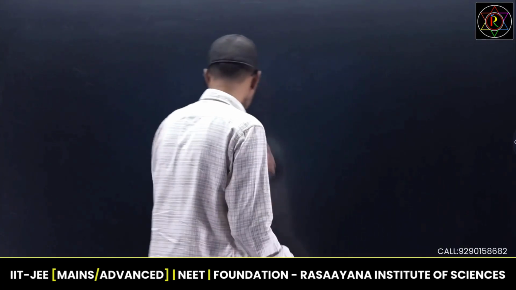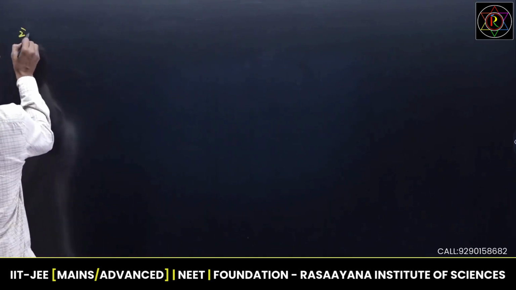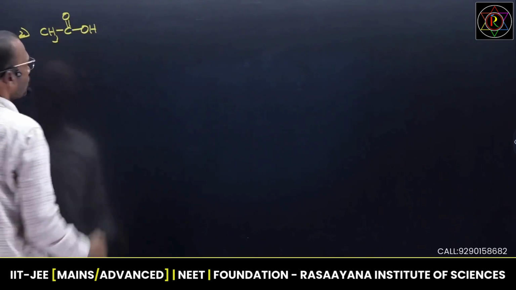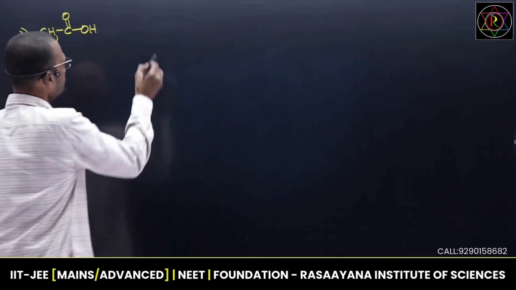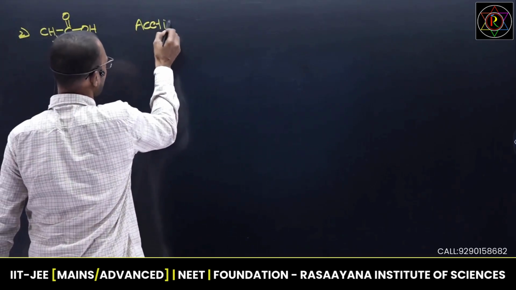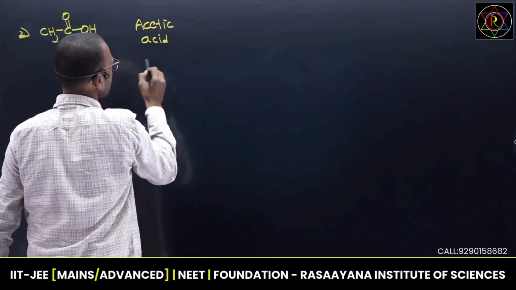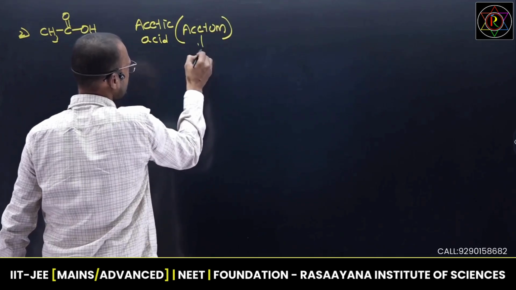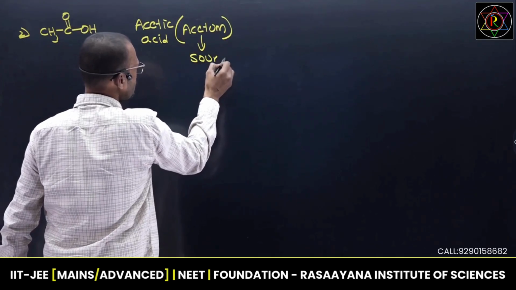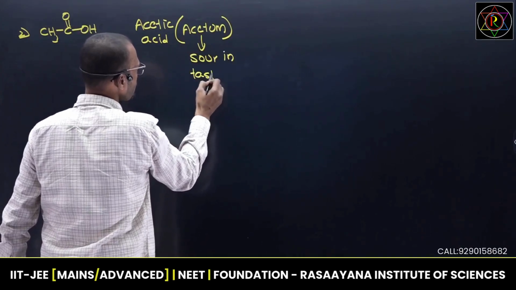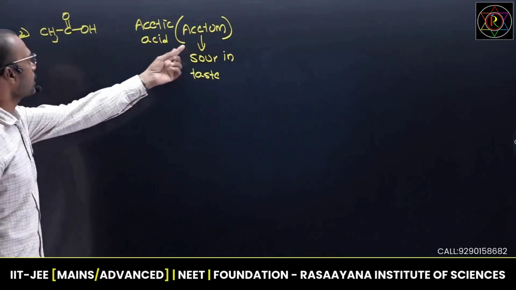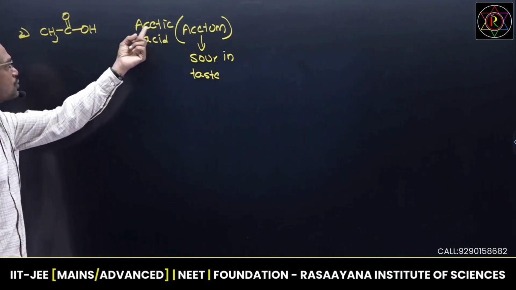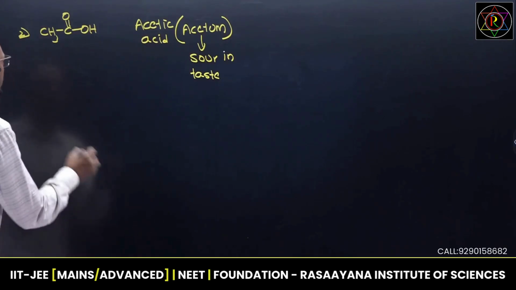Next, you may take a few more examples. This is CH3 C double bond OH. Generally it is called ethanoic acid. The common name is what? Acetic acid. Acetic acid generally comes from acetum, meaning sour taste. It belongs to sour in taste. So the presence of sour taste belongs to acetic acid. That's why the name was given as acetic acid. So it is a common name. It is not an IUPAC name.